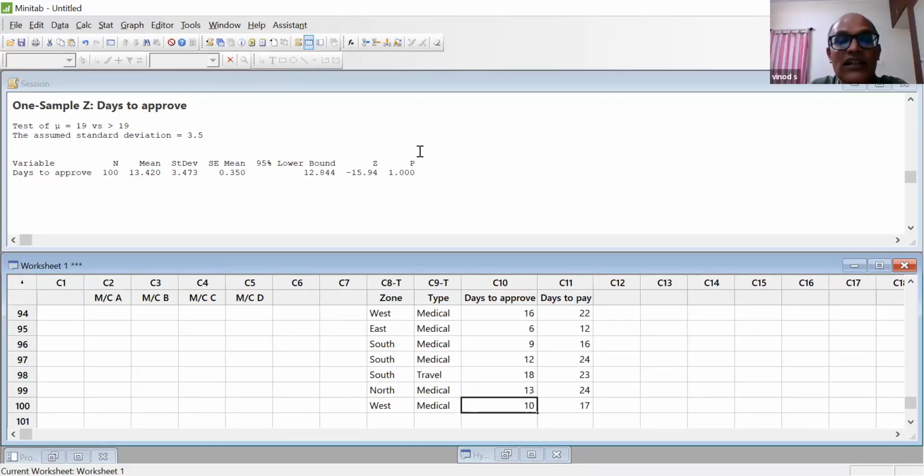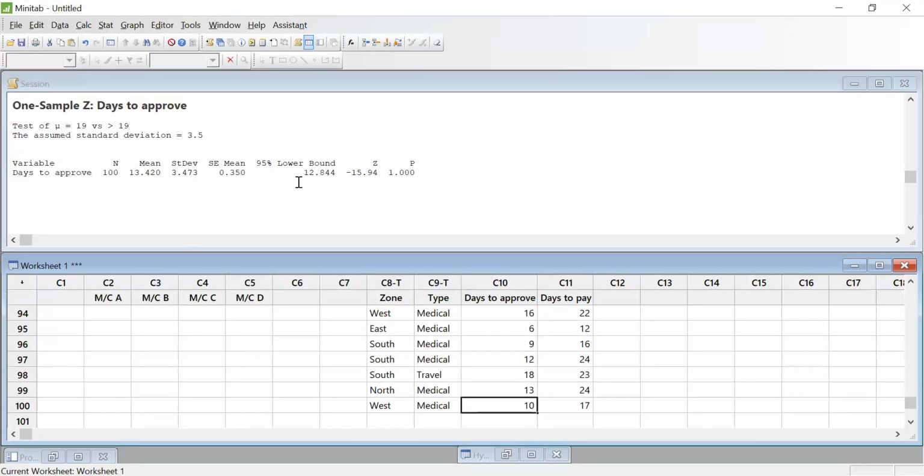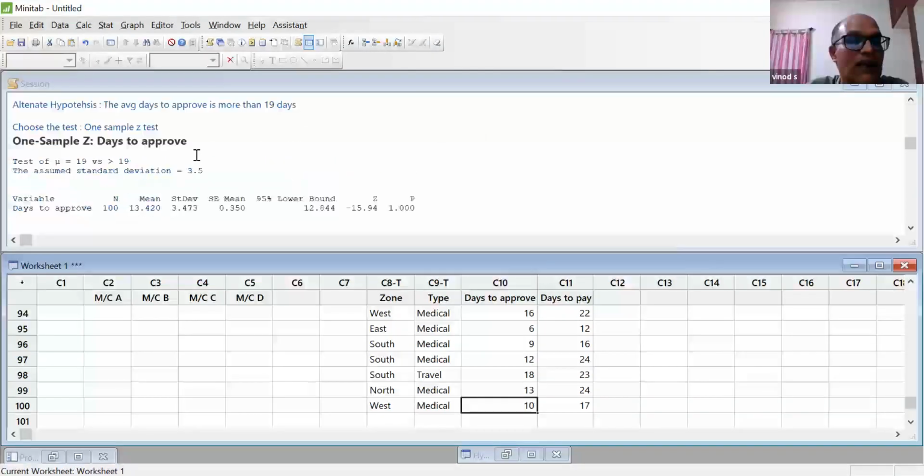But here our most interested thing is, what is the most interested thing in our hypothesis testing, what we were discussing? P value, right? The P value is the value which will determine whether your null has to be rejected or alternate has to be rejected. Okay, so that is what we were discussing for half an hour. What is the P value? So this P value, what is the P value you are finding here? 1. Right.